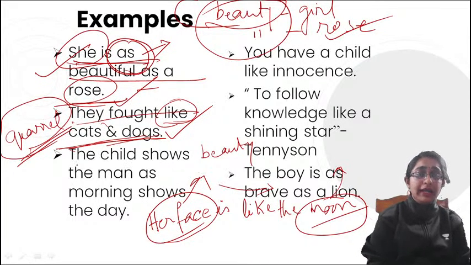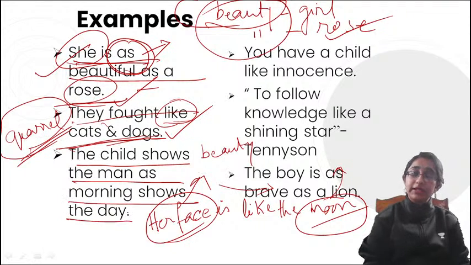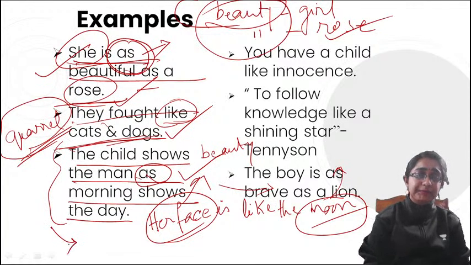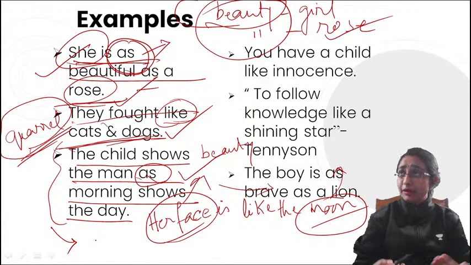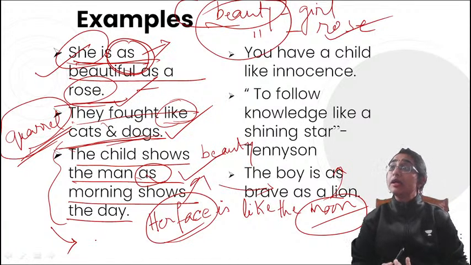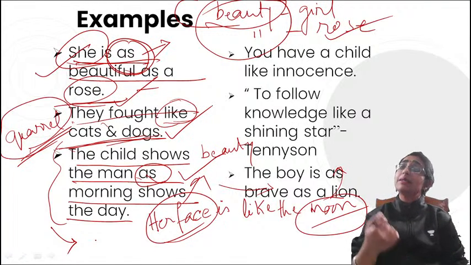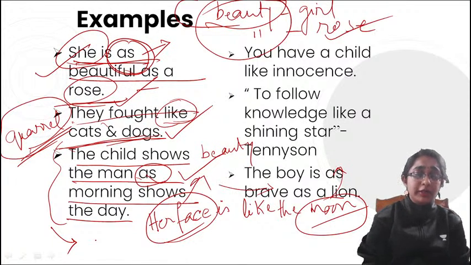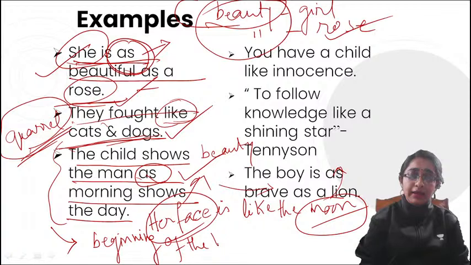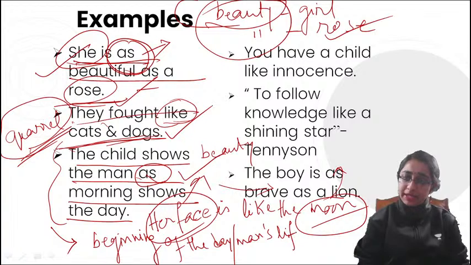Another example is: the child shows the man as morning shows the day. A very clear-cut comparison. Now what is the point of comparison? The point of comparison shows the beginning of a particular day, that is morning. And we all say that the childhood phase is the beginning of a man's life. So the point of comparison is the beginning of the day and the beginning of a man's life.